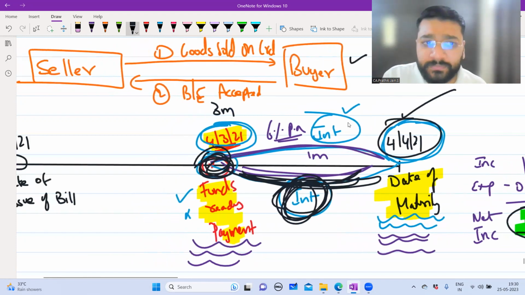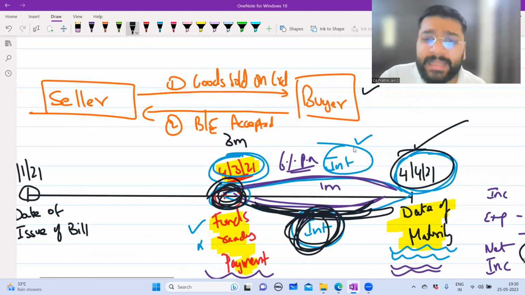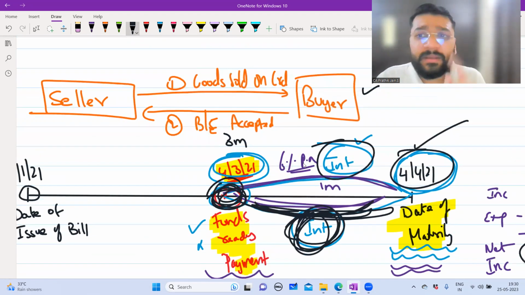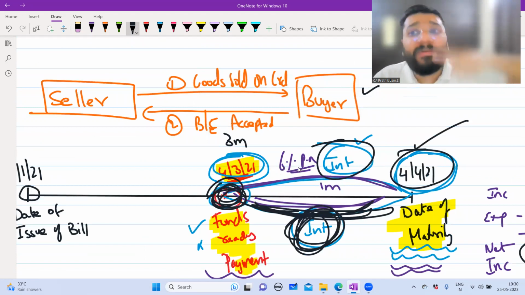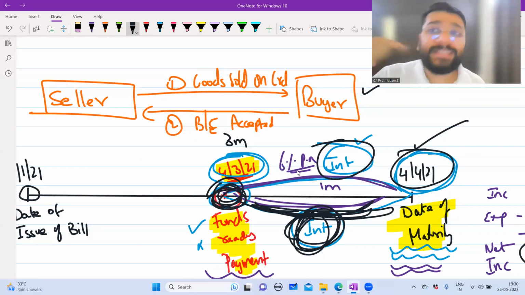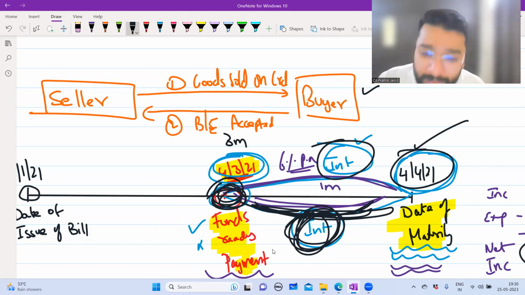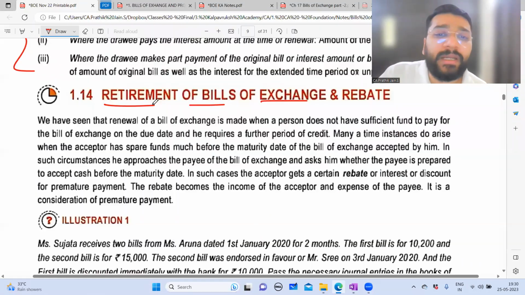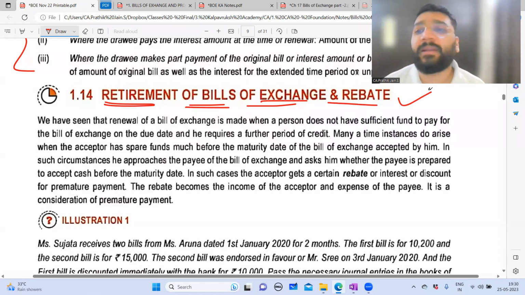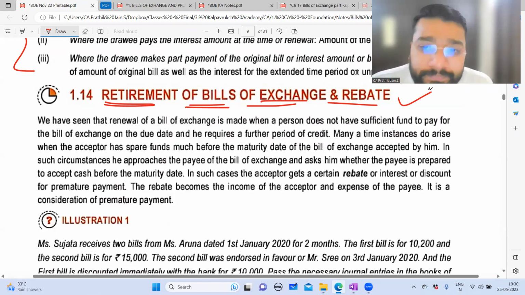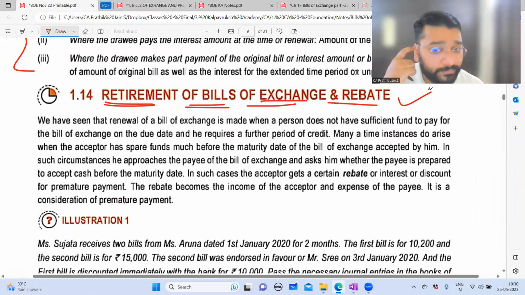So if any seller is getting the early payment by paying the interest, which means he is a person who is benefiting out of this transaction also. That's why he's willing to pay that interest. So for such people, this concept of retirement of bill of exchange under rebate has been created. Now tell me if you have any problem. No, sir.